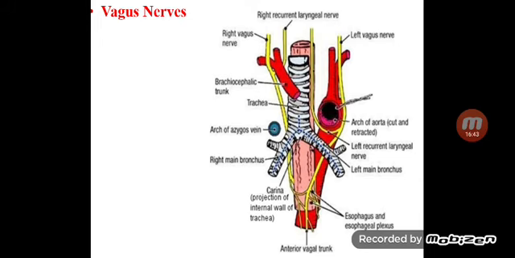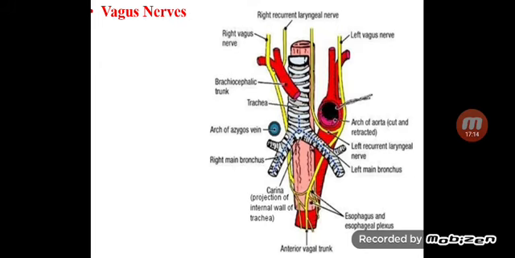Both vagi share in the formation of the esophageal plexus and pulmonary plexus. Both vagi descend behind the root of the lungs. What are the branches? The vagi supply the lungs through the pulmonary plexus and the esophagus through the esophageal plexus.